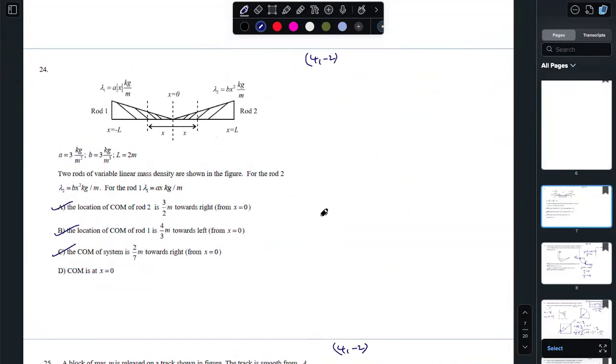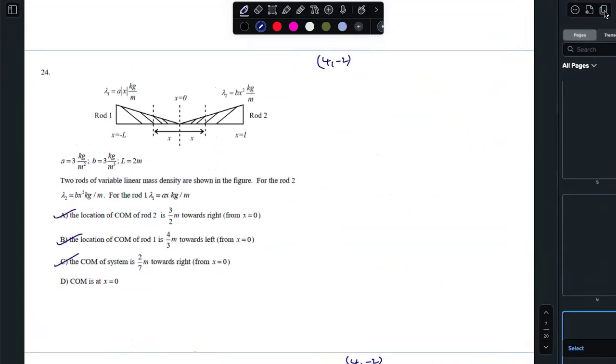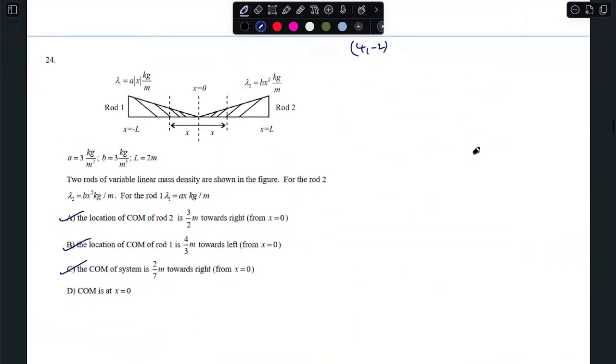24th question. You can see that. Lambda changes. Okay. Two rods of variable linear mass density as shown in the figure. For rod 2, lambda is b x square. For lambda 1, okay, no issues. See, how to handle this particular question, I'll just explain.